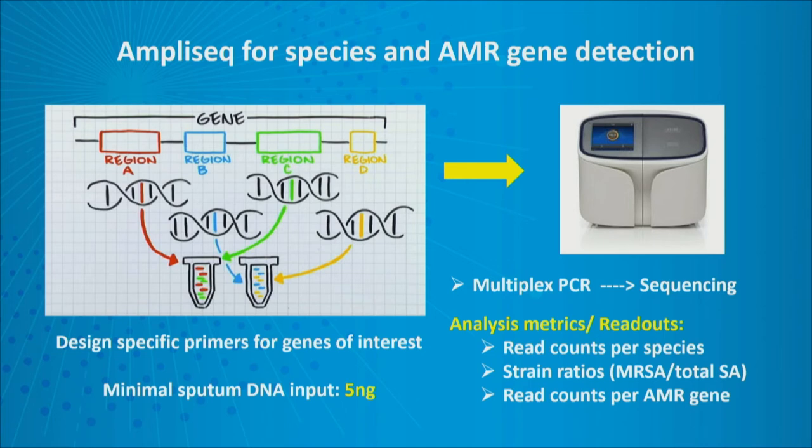For our analysis metrics and readouts, Mimi and I will show some data. We will show read counts per species. We will also show how we can estimate strain ratios, for example, the percent of your staph population that is MRSA, and also look at the read counts per AMR gene.